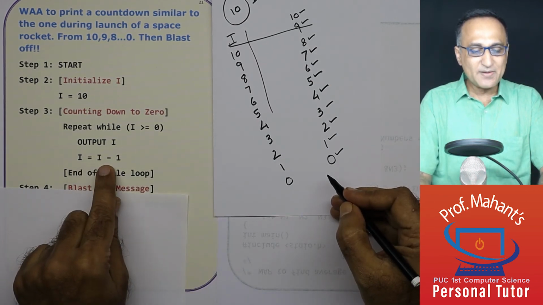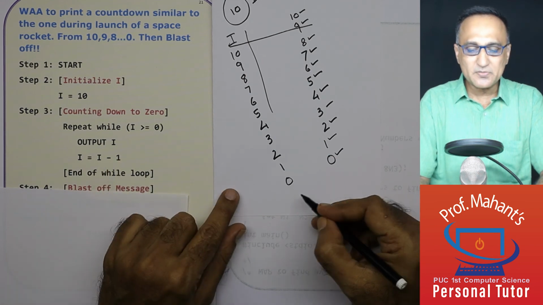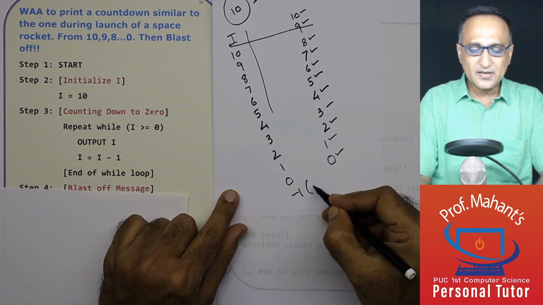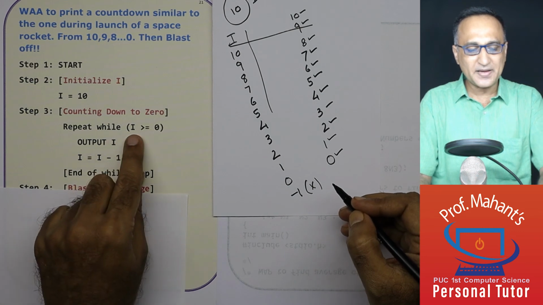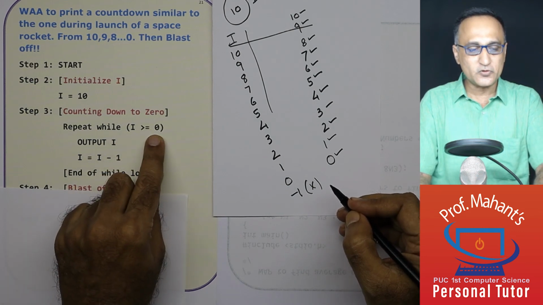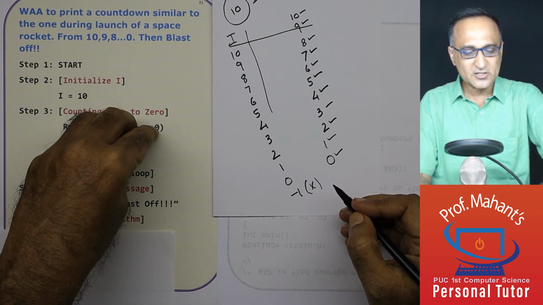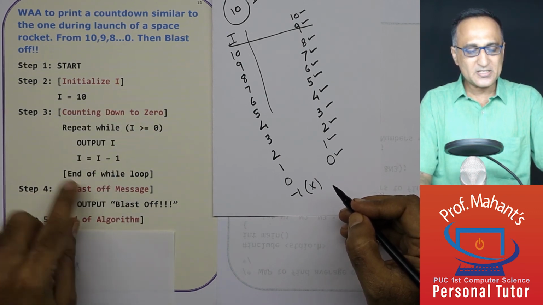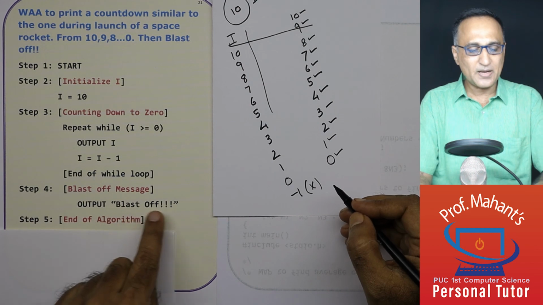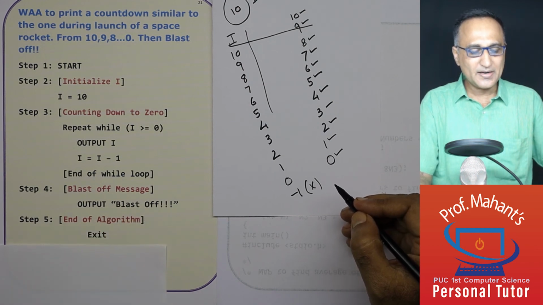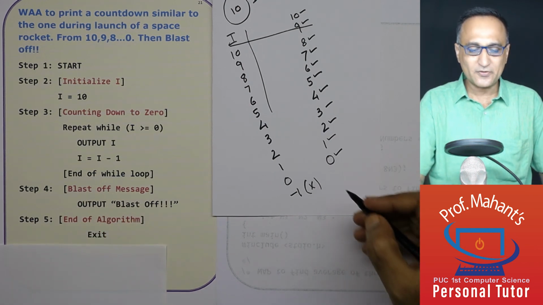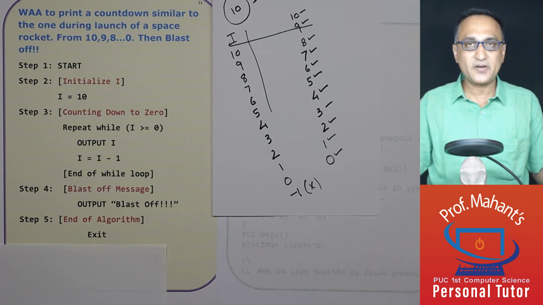Now what happens? I becomes 0 minus 1, which is minus 1. Here the condition fails. Minus 1 is not greater than or equal to 0. I am going to come to step 4 now because this condition has failed. In step 4, I print the message blast off and then I come to the end of the algorithm. So after 0 the message blast off is printed and we halt the running of the program.